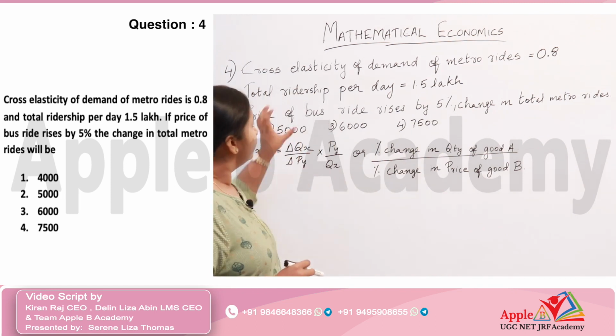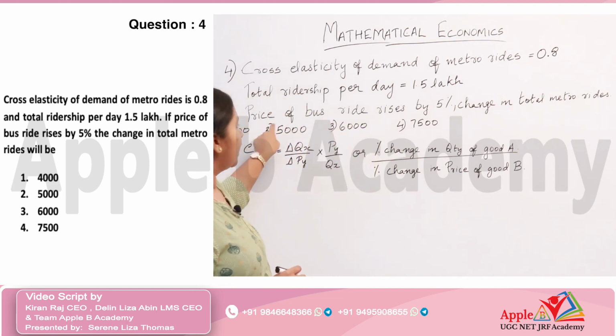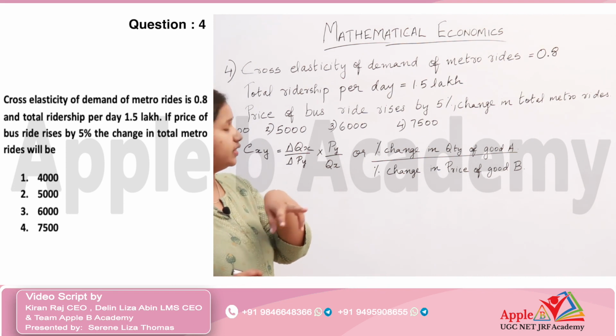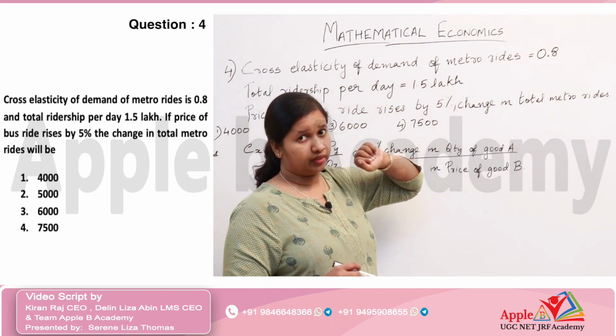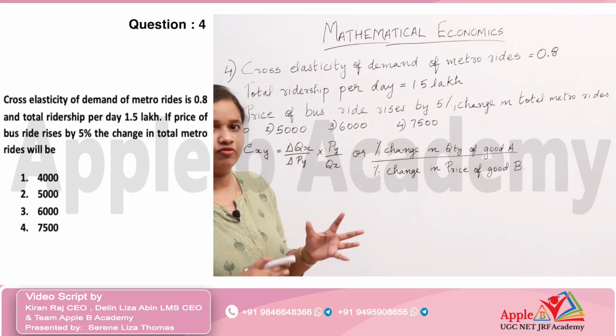Here they connect the demand of metro rides and the price of best ride. So the two goods which they are connecting are best ride and metro ride. They are connecting the demand for metro ride with the price of best ride.